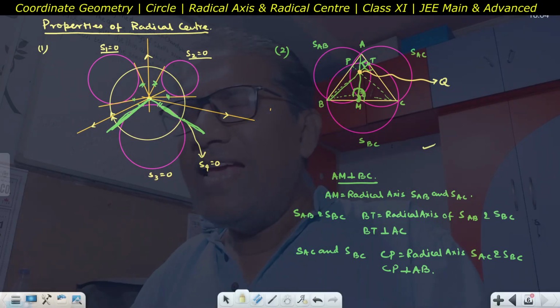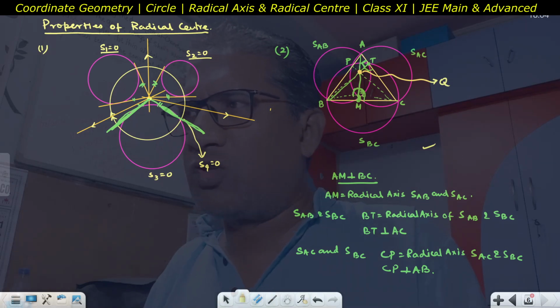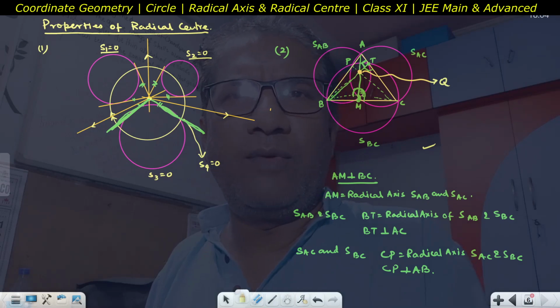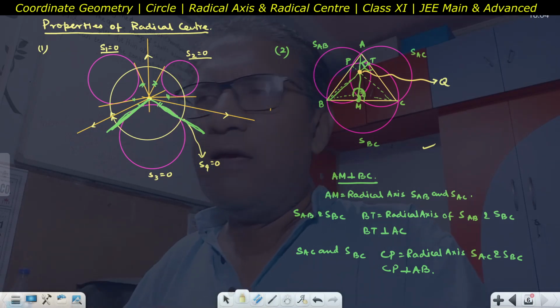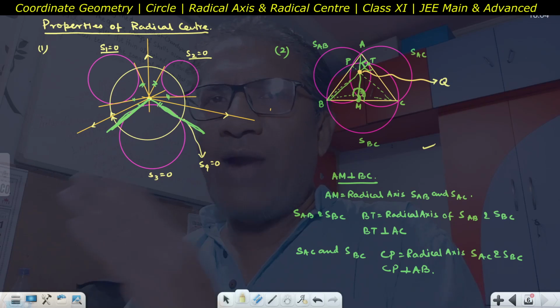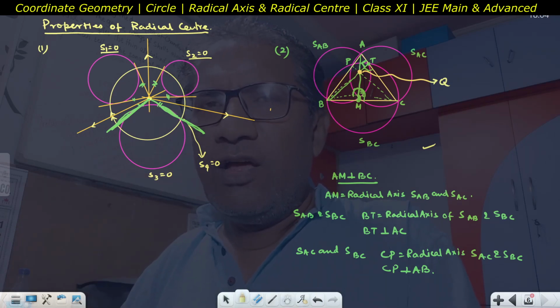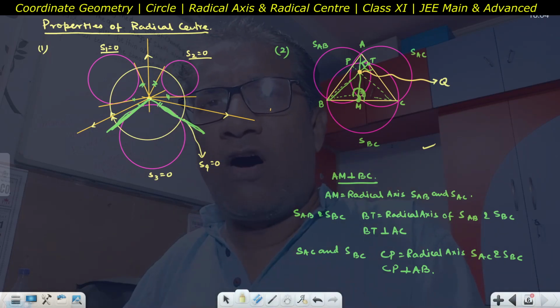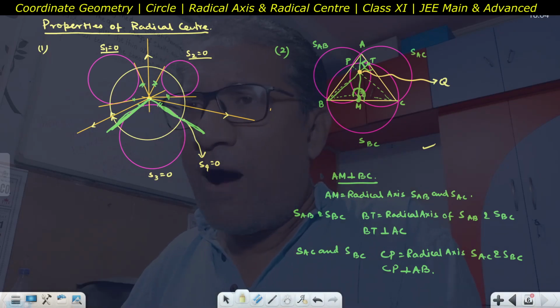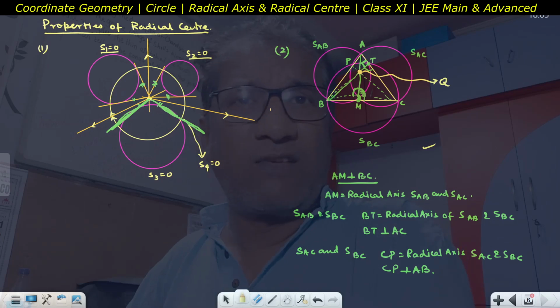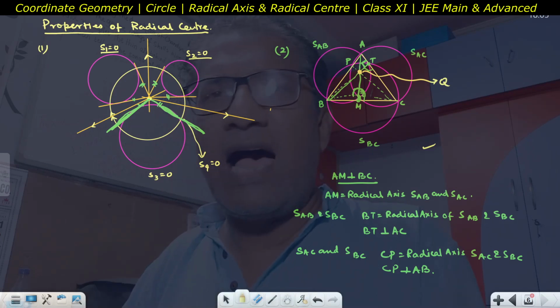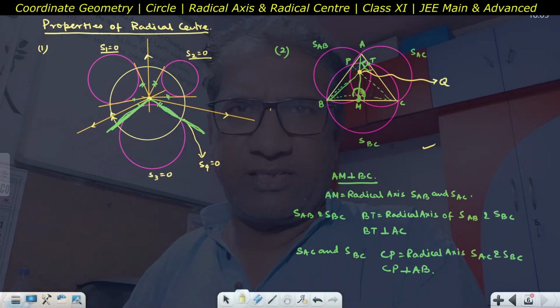Okay? So these two properties are important. For the JEE aspirants, these two properties will help you a lot in solving problems. So radical axis and radical center, we have discussed the important aspects of these two subtopics of circle. At the same time, we have proved all the properties.